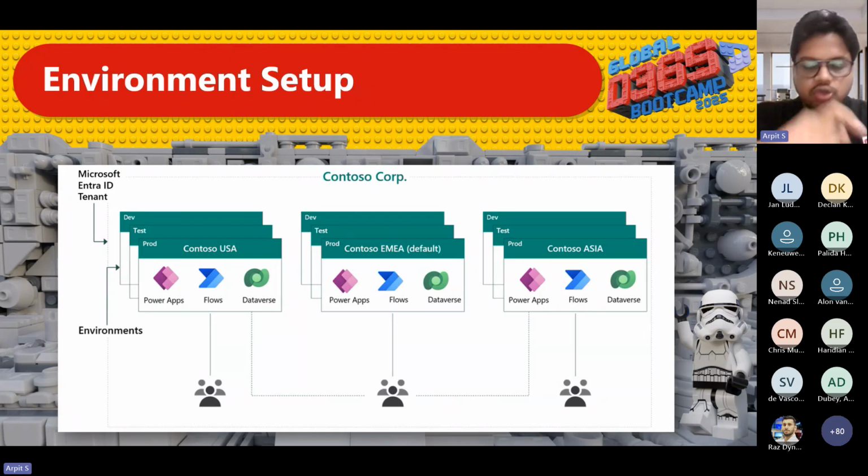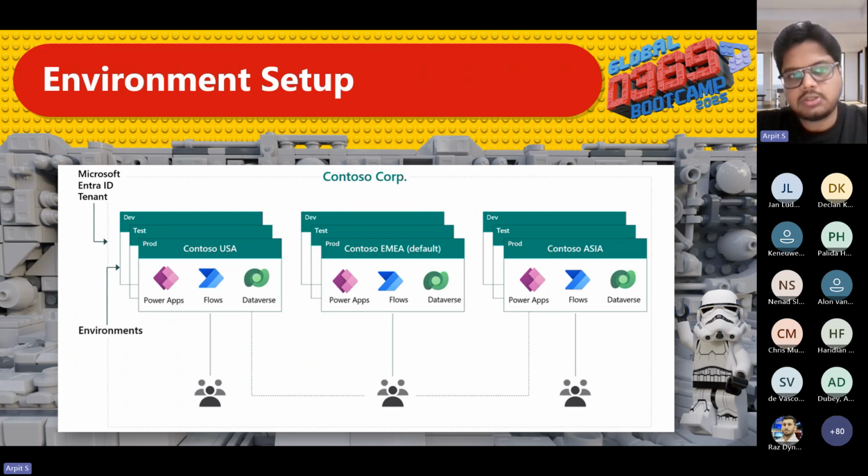As you can see, Contoso Corporation is a tenant and it has different kinds of environments, and each environment has its own components. For example, if you are creating Power Apps, Flows, Dataverse, those components and resources will be specific to that particular environment. So basically, you can say an environment is used for grouping, to group the components to distinguish them from the different environments.